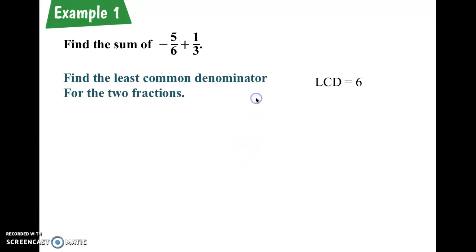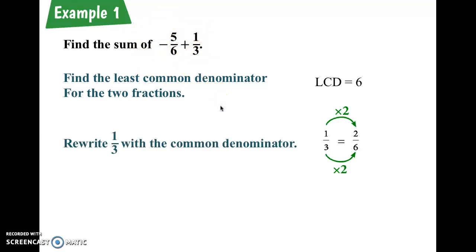All right, our first example is negative 5/6 plus a third. We need to start with a common denominator. Common denominator for 6 and 3 is 6. Since my one fraction already has a 6 in the denominator, we're not going to have to change anything here. We're going to focus on that 1/3. We're going to convert 1/3 to 2/6 because 3 times 2 is 6, and whatever we do to the denominator, we must also do to the numerator.